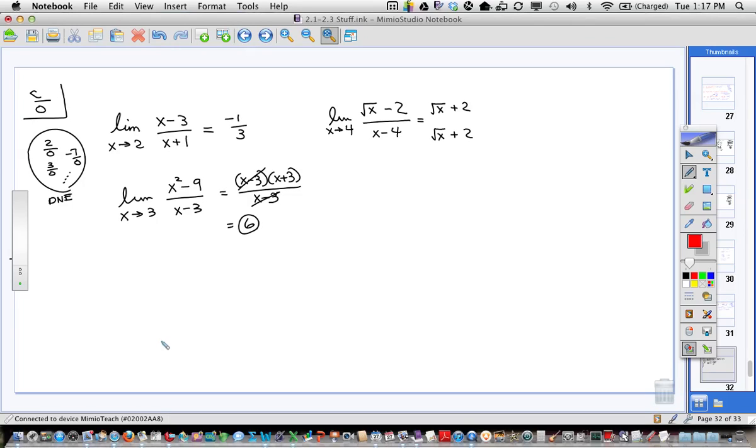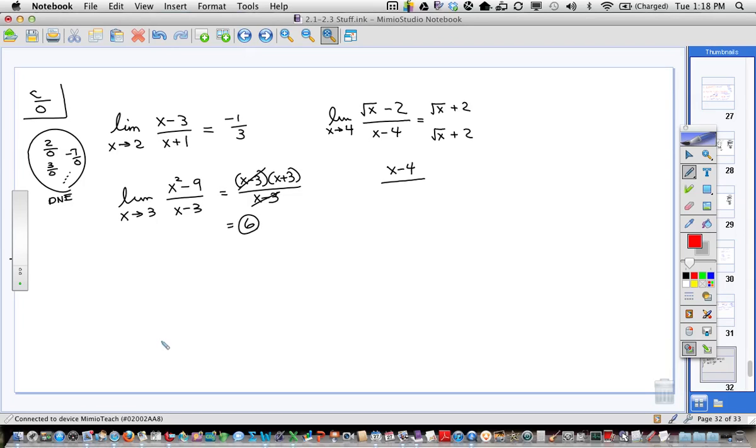Now, x plus 4 would be the conjugate of the bottom. The only difference is that doesn't really help us any. We want to do the conjugate with the square root one. It doesn't matter if it's on the top or the bottom. Wherever the square root is, that's the one we want to do. So when we FOIL this top, we get what?